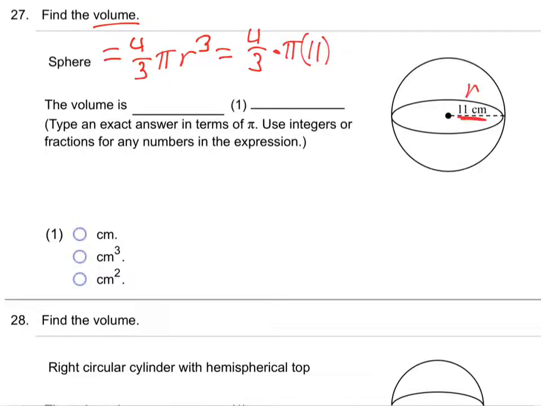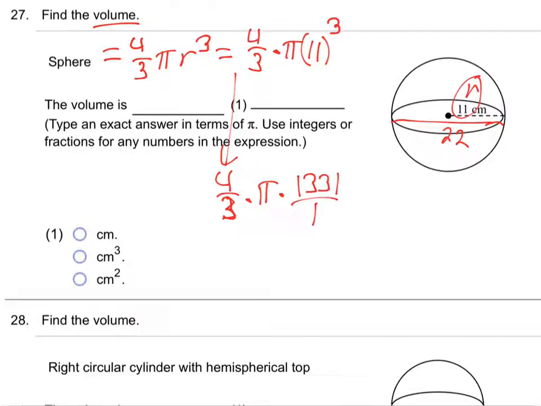So again, be careful. What if I gave you on the exam something all the way across as 22? Then you would cut that in half to find the radius is only 11. The radius is from the middle to the edge. So 11 to the 3rd power. So that's 4/3 times pi, and then 11 to the 3rd power. I'm going to use my calculator here. I'm getting 1331. Put it over 1.